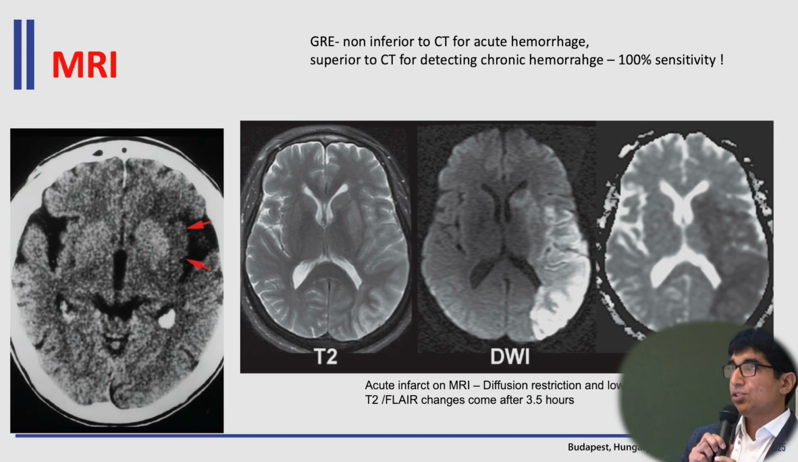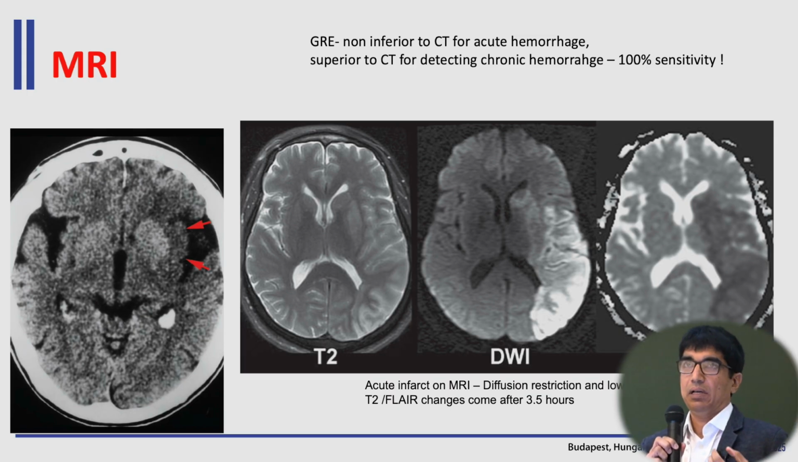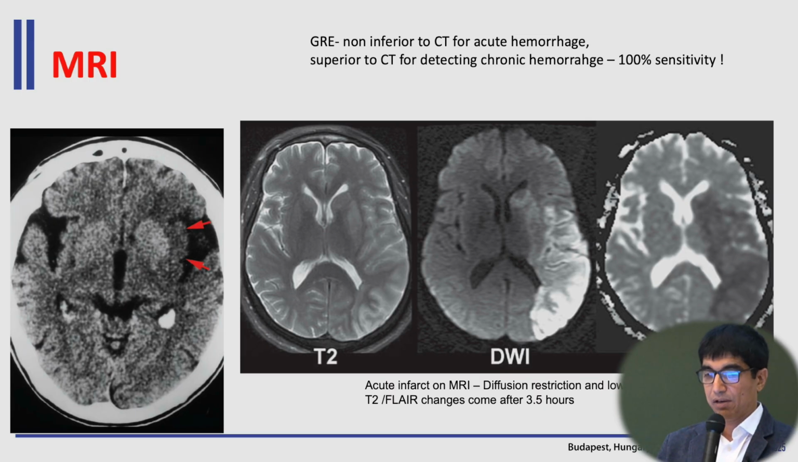MRI, though there is a general notion that MRI may not be a good investigation for picking up acute hemorrhage in an acute setting, actually it is non-inferior to CT for picking up hemorrhage, and GRE and SWI sequences are very good at that. And when it comes to chronic hemorrhage, it is a very sensitive investigation. So again, the idea is to pick up the diffusion and FLAIR mismatch, and the ASPECTS score can be calculated on this also.